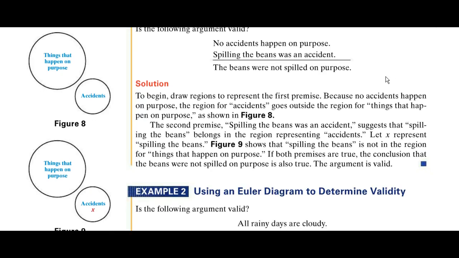To begin with, what we do is we draw a region to represent the first premise. No accidents happen on purpose. So there's the accidents. Now, because no accidents happen on purpose, the region for accidents goes outside the region of things that happen on purpose. So these are things that happen on purpose. These are accidents. Now the second premise, spilling the beans was an accident, suggests that spilling the beans belongs in the region representing accidents. So we're going to put an X there.